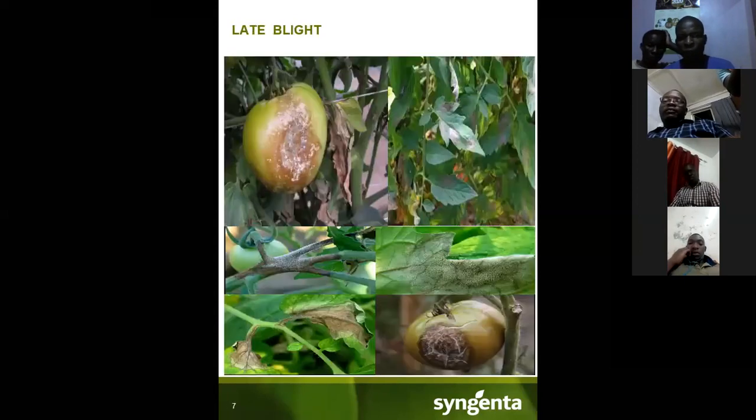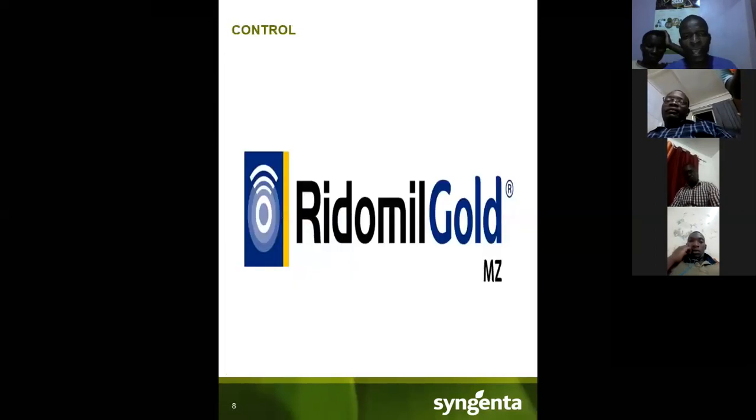Then we've got late blight. You find that your tomato fruits are rotting in that format, and on the leaves you find that it has got black patches which look wet. So when you see such symptoms, just know it's late blight. And what you can do when you've got late blight or damping off, you need this chemical known as Ridomil.